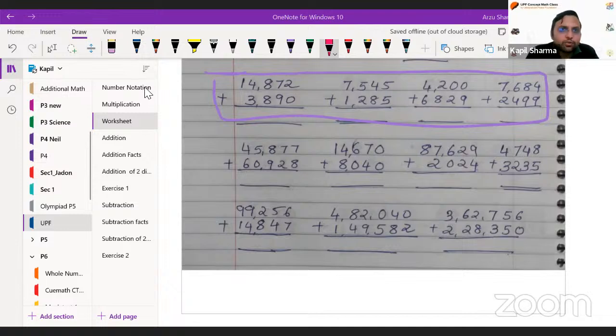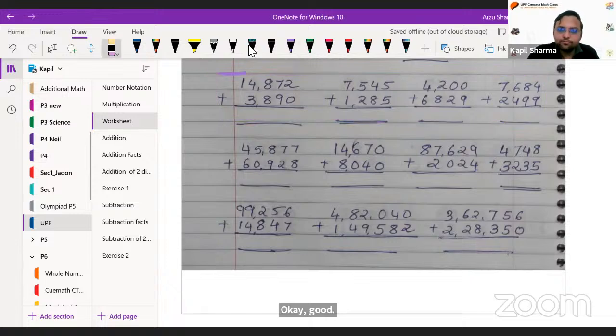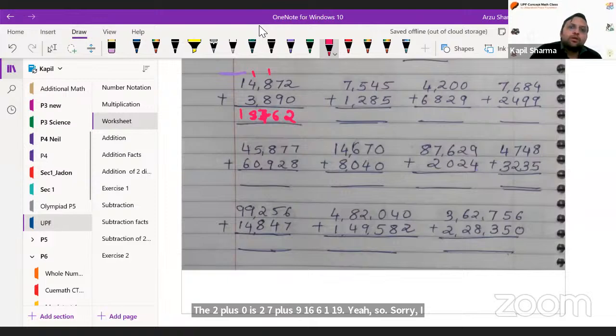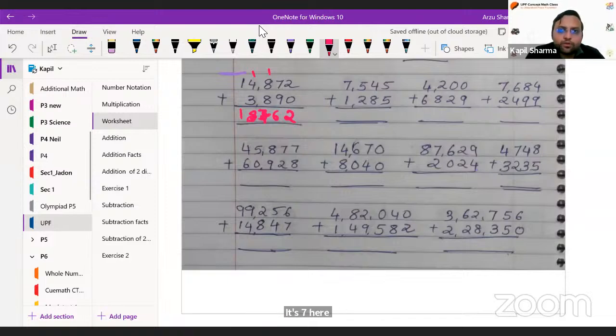Okay, good. Gauravi, Neetu. So 2 plus 0 is 2, 7 plus 9 is 16, 6, 1, 19. Yeah, so sorry, I made a mistake. It's 7 here. 7, 1, yeah. So 18,762.